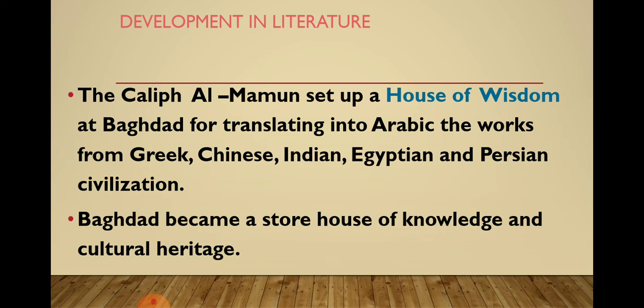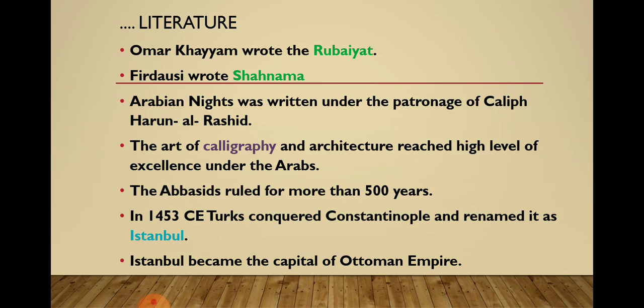Now, due to this House of Wisdom, and due to this development in art, architecture, and literature, Baghdad became a storehouse of knowledge and cultural heritage. So that is the most important thing we can understand about these people in the topic that comes under literature. They made a House of Wisdom, and it was made by Caliph Al-Mamun.